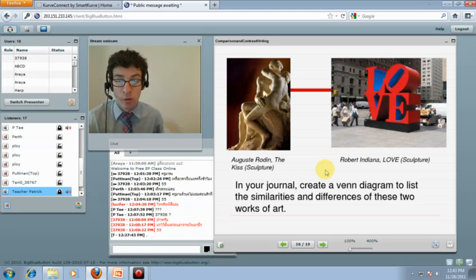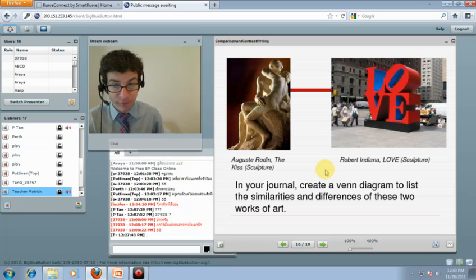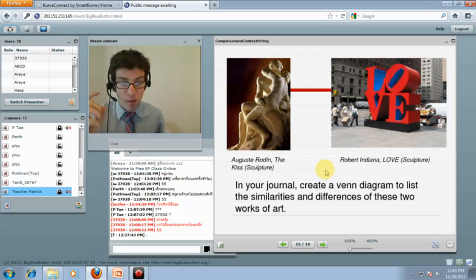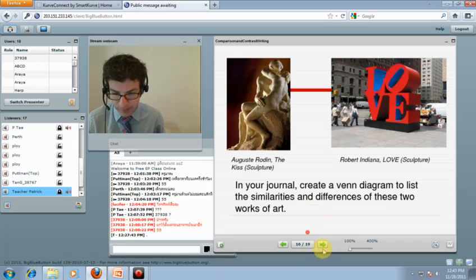So we can talk about how The Kiss is made out of marble. The love sculpture is made out of iron. One has no color. One is very colorful. One shows two people. One just shows a word. You see there's tons of differences that we can talk about here. So, similar, they're sculptures. They're about love. Different, one is made out of marble. One is made out of iron. One shows people. One shows a word. The two of them work together.